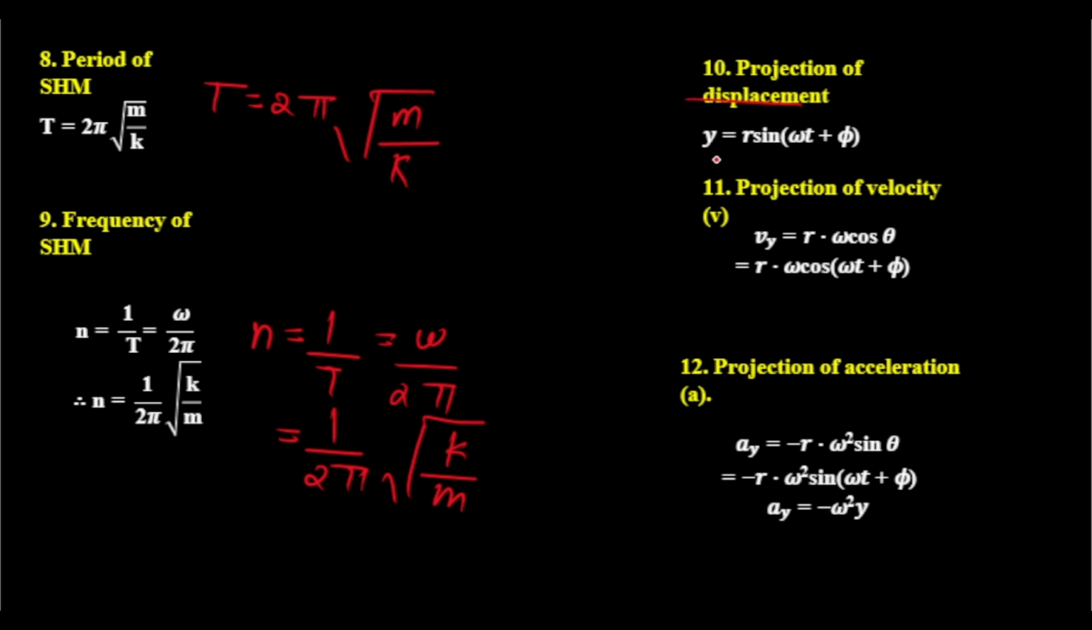Projection of displacement y is equal to r sin omega t plus phi. Projection of velocity v y is equal to r omega cos omega t plus phi. Projection of acceleration a y is minus r omega square sin omega t plus phi. a y is equal to minus omega square y.